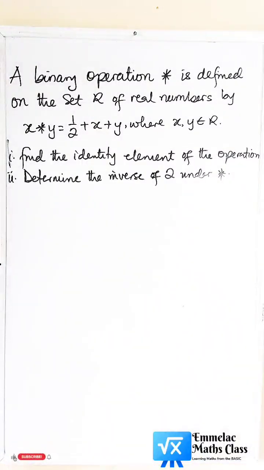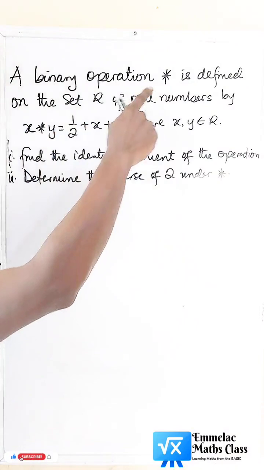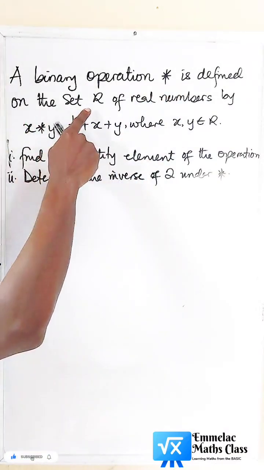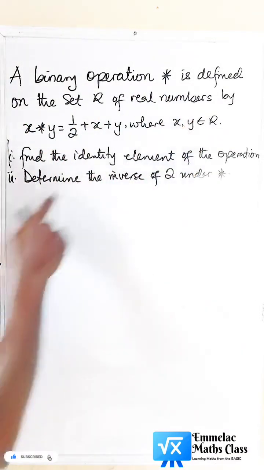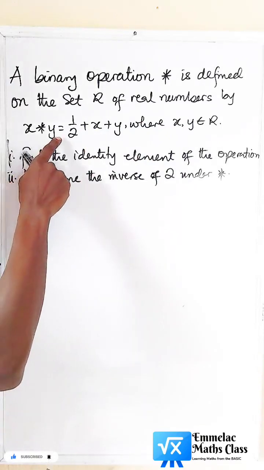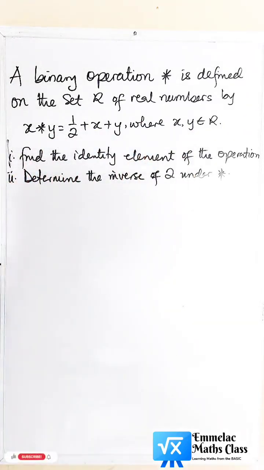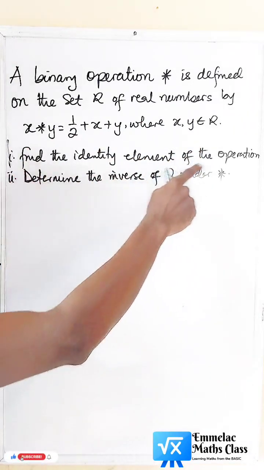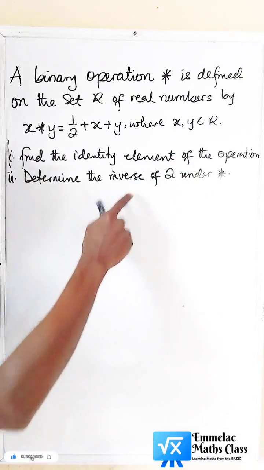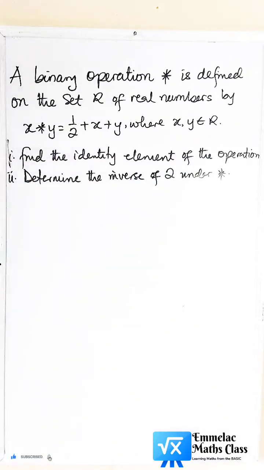Now let us look at this question. A binary operation asterisk is defined on the set R of real numbers by x * y = 1 over 2 plus x plus y, where x, y are elements of R. Now number 1, find the identity element of the operation. 2, determine the inverse of 2 under asterisk.